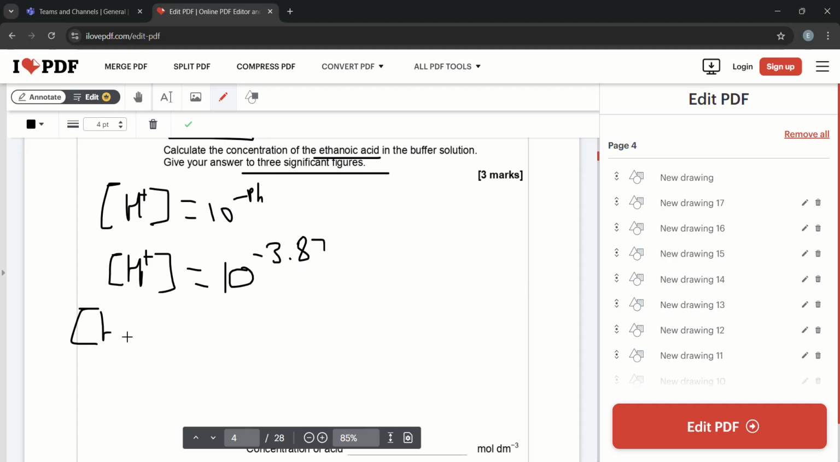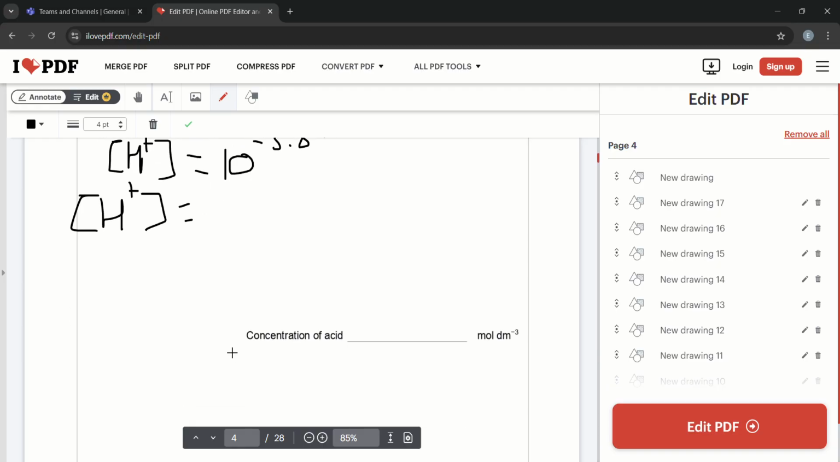and we get the concentration or the measure of the hydrogen ions as 10 to the power minus 3.87, which is 1.35 times 10 to the power minus 4. Now this is going to help us.